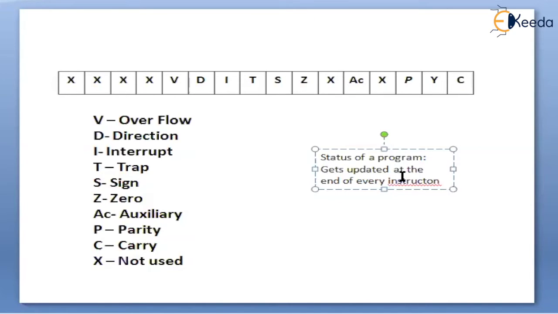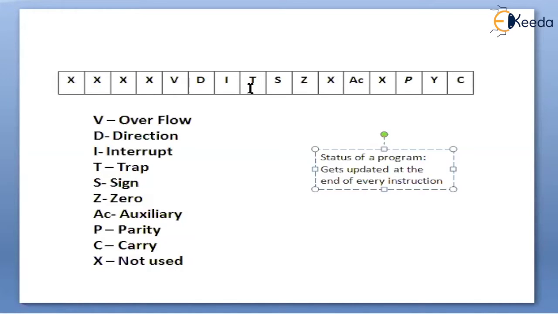Now, try to understand what this flag register is. When you execute the first instruction, there will be an output from the first instruction. It is going to update these flag bits. The second instruction gets executed, and again these flag bits get updated. Third instruction, fourth instruction. These flag bits are going to give you, as I told you already, the status of a program at the end of each and every instruction. Let us understand what each flag stands for and what the purpose of each flag is.